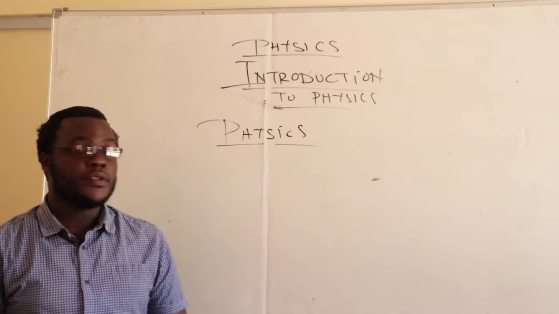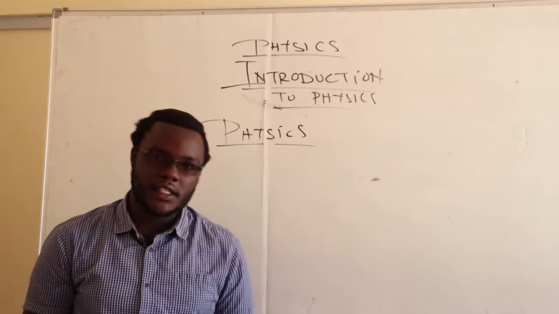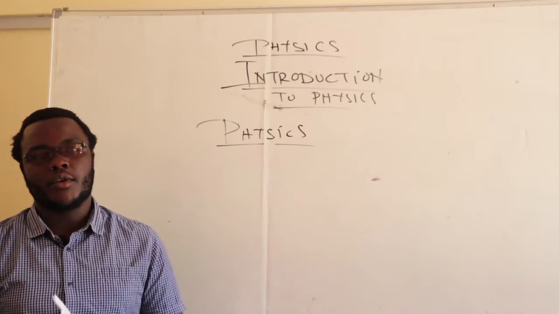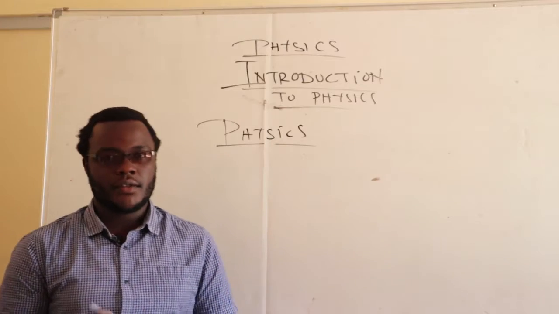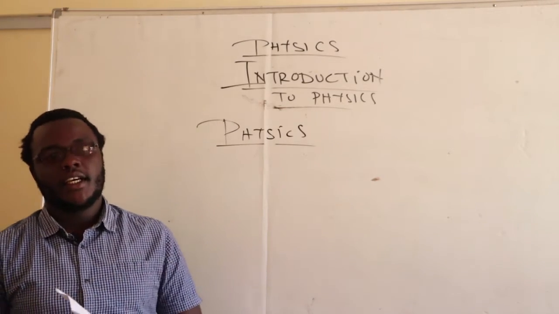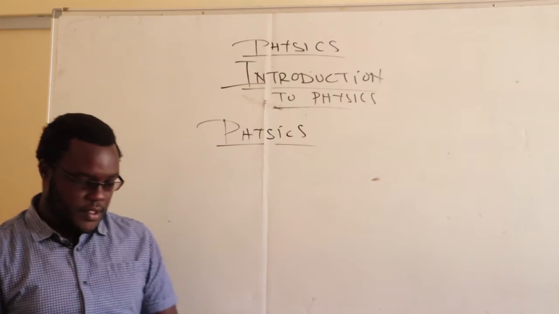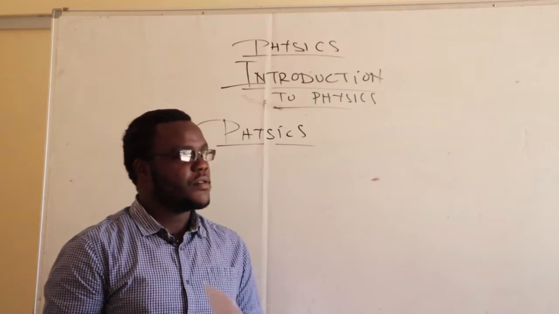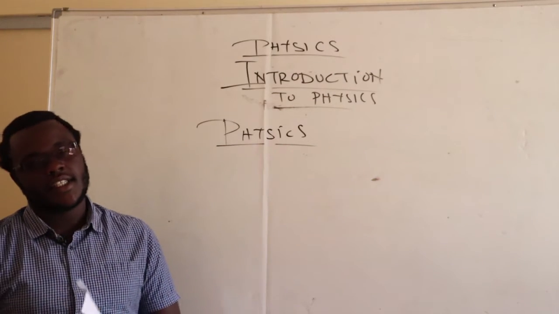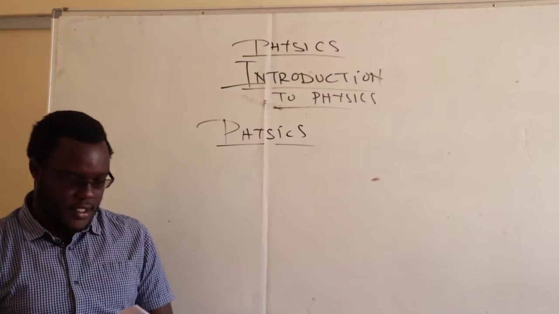Next, we're going to look at some very interesting scientists who have gone further to discover more about physics. We have Isaac Newton, we are aware of him. We also have Michael Faraday, who is responsible for the electricity that we use. We also have Einstein, who is responsible for relativity, a very interesting topic in physics.